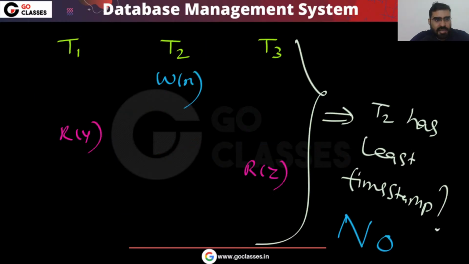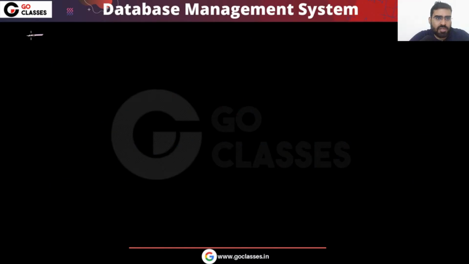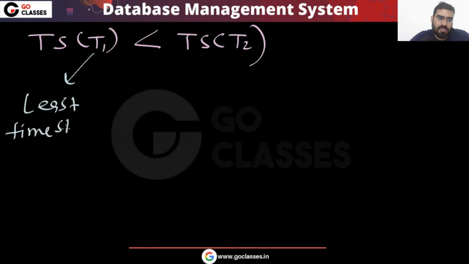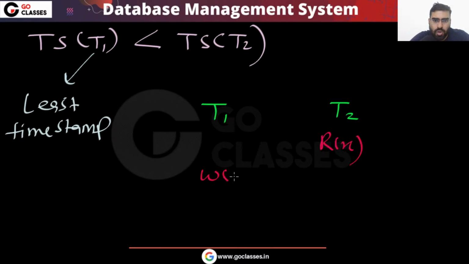So for example, here it can happen. It is possible that maybe this is the least timestamp. There is no problem. For example, let's assume there is a timestamp T1, and timestamp T2. It is perfectly fine. This is actually the least timestamp, and there is no problem. For example, maybe this T2 is doing the read operation, then this T1 is doing the write operation. Something like this. So all these things are fine.